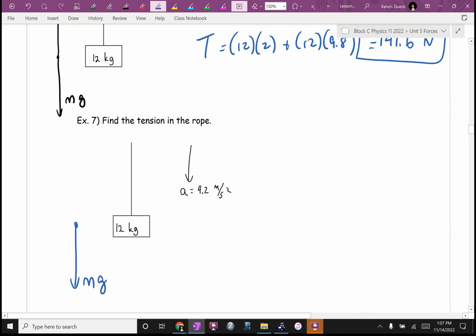What else? Which way? Bigger, smaller, or the same size as gravity? And how do I know? Why must it be smaller? Yeah, this is what Newton's first law allows us to say. If you're accelerating down, that has to be the direction of the unbalanced force, which means you might have some force up, but you don't have enough to cancel out gravity.